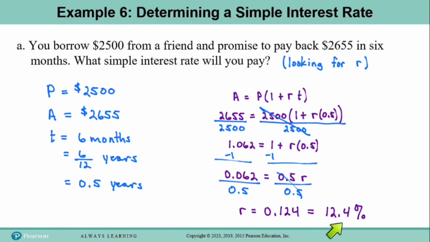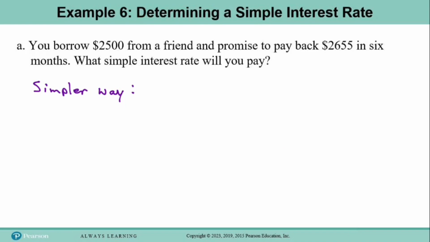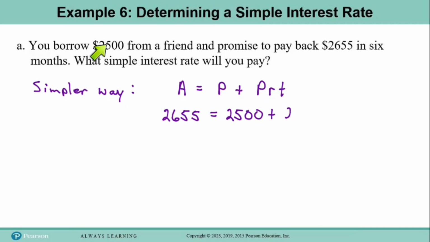Okay, that's super, that looks great, but let's look at it a different way, and to me this is a simpler way. So I would like to start with that other variation of the formula, the A equals P plus PRT. And let's go ahead and substitute our known values in here. So the future value of the loan is the 2,655, the principal is the 2,500, and then PRT is going to be the 2,500 times R, which is what we're looking for, times the time, which is 0.5. Remember, the time in the problem that was given was 6 months, but if we convert that to years, 6 divided by 12 would be 0.5 years.